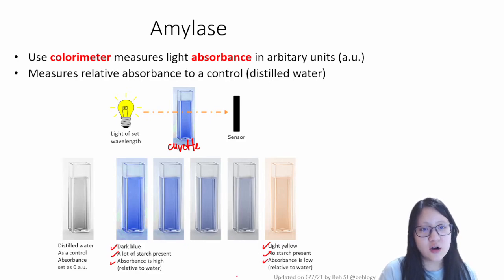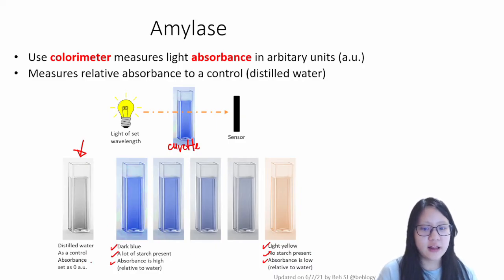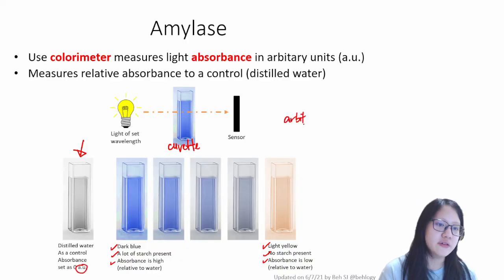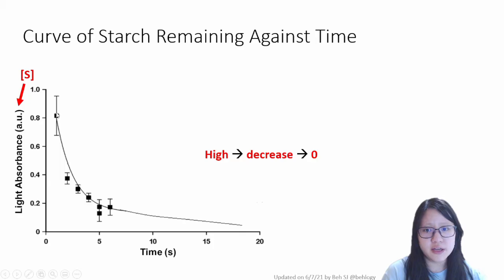Now, as I said just now, bear in mind that this is relative to water. Distilled water is set as a control. This is set as 0 arbitrary units. So all of these light absorbances are measured relative to this water, and therefore the units are in AU, arbitrary units. It's not a real unit, it's like a relative unit. Okay. So yeah, if we do that, we get a lot of results, and they are quantitative.